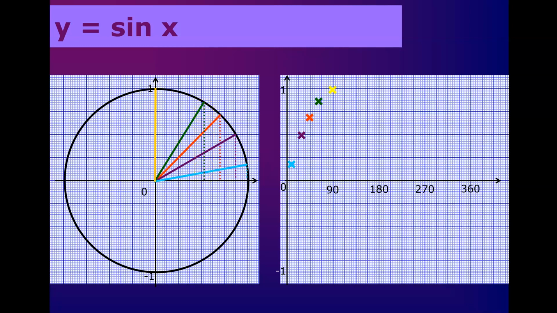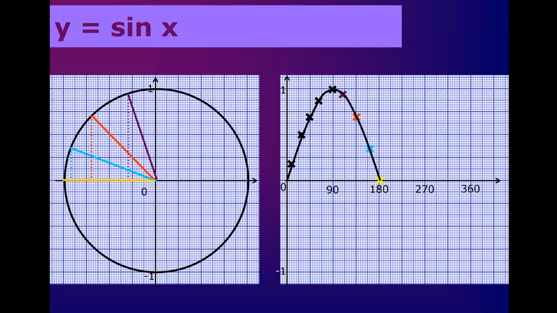And then as you go over to the other side, this angle here now is 135. So you can do sine 135, and you can see your graph is gradually working its way back down until you do sine of 180. So sine of 180 should give you 0. So we're back down here and we're beginning to get our curve forming.